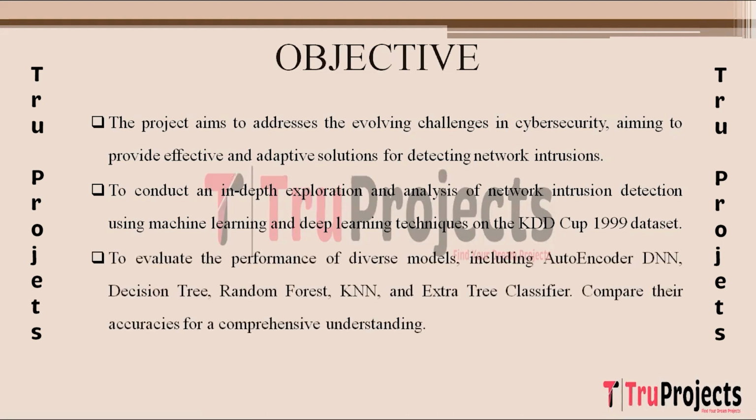And the objective also includes to assess and compare the performance of a diverse set of models, including autoencoder DNN, decision tree, random forest, KNN, and extra tree classifier. The aim is to comprehensively evaluate their accuracies, providing a nuanced understanding of their capabilities in the context of network intrusion detection.